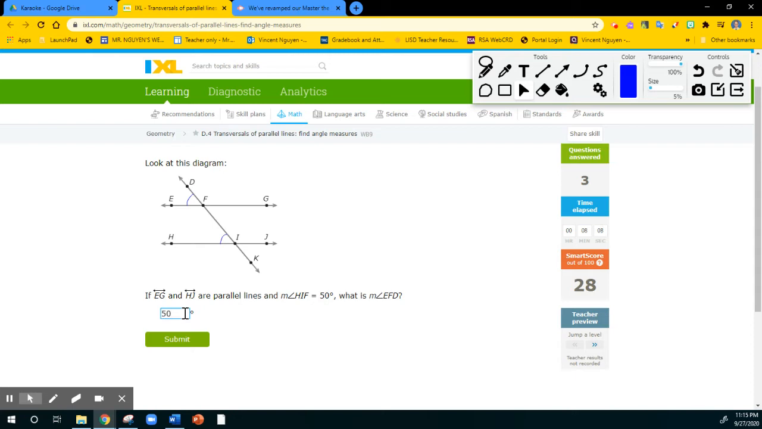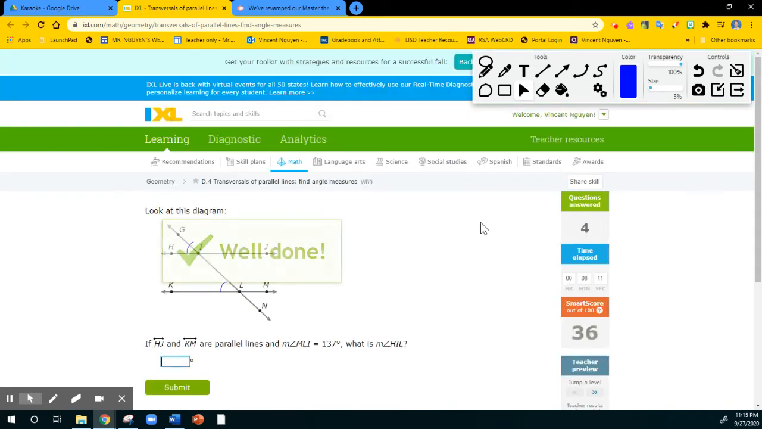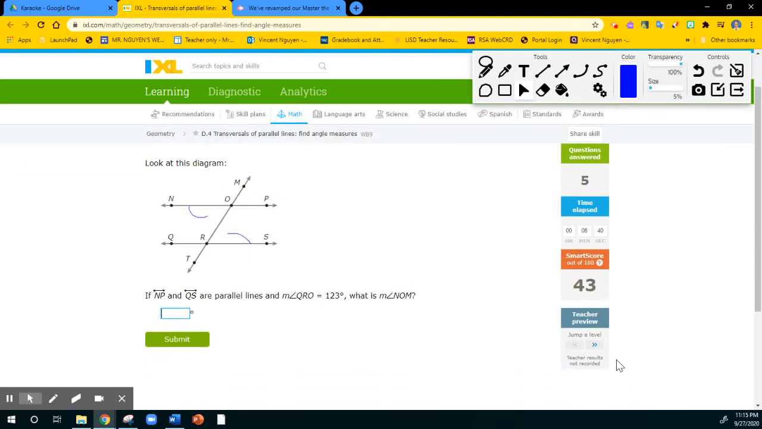This is repeating, so let's see what these are. We have HIL, this big one right here, and then MLI, this one over here. They are alternate interior, and they are equal to each other. So I'm going to put 137. I am at gem level, just to change up the pace a little bit.